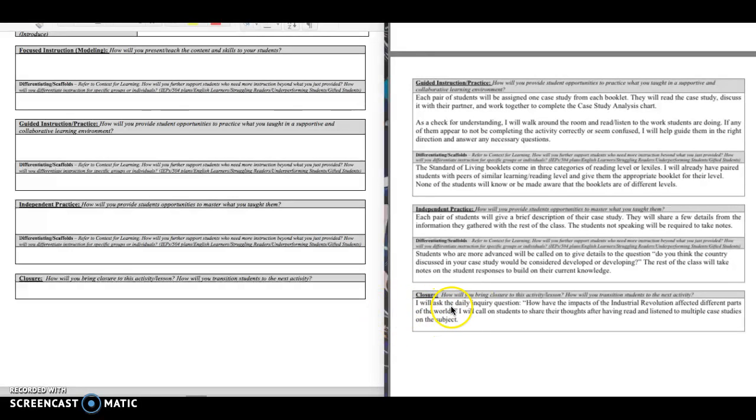So she said, I will ask the daily inquiry question. So she goes back to her central focus: how have the impacts of the Industrial Revolution affected different parts of the world. And she said, I will call on students to share their thoughts after having read and listened to multiple case studies on the subject. So here she just goes back to the central focus and finishes up the lesson. She doesn't really go into what they'll be learning the next day, but she definitely caps off the lesson plan and finishes it there.